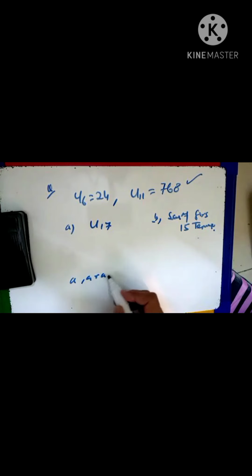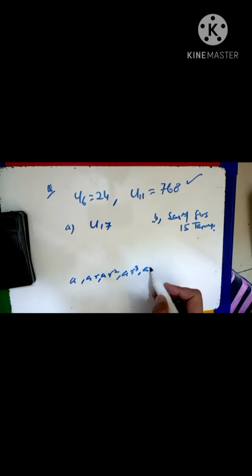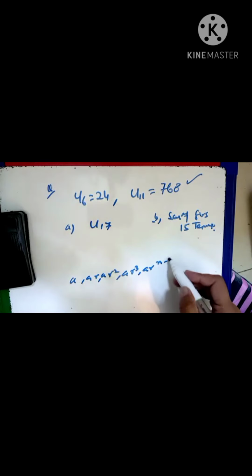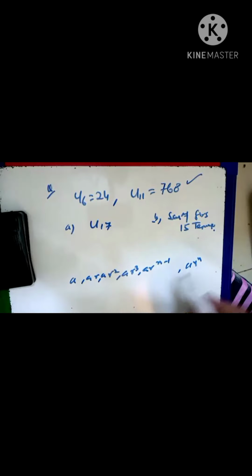AR, AR square, right? This is the geometric sequence. It goes like this, AR^(n-1), like that. And the last is AR^(n-1). It works like that. Every time we multiply with the common ratio. And if we divide the next term by the previous term, we get the common ratio.